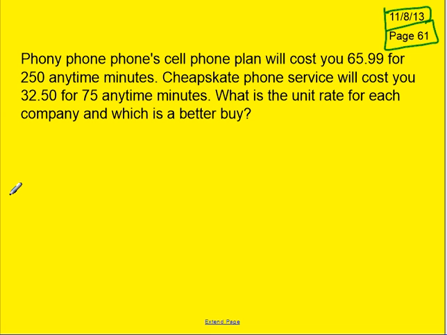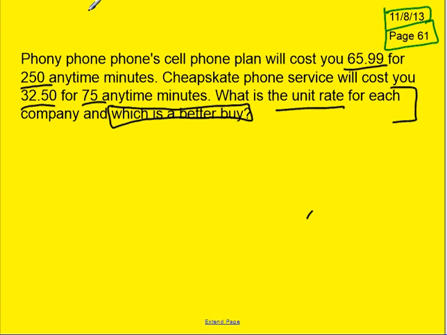Phonyphone Phone's cell phone plan will cost you $65.99 for 250 anytime minutes. Cheapskate phone service will cost you $32.50 for 75 anytime minutes. What is the unit rate for each company, and which is a better buy? This problem has several steps in it, but a good place to look when you're solving any kind of word problem is in the very last sentence. What is the unit rate for each company, and which is a better buy?